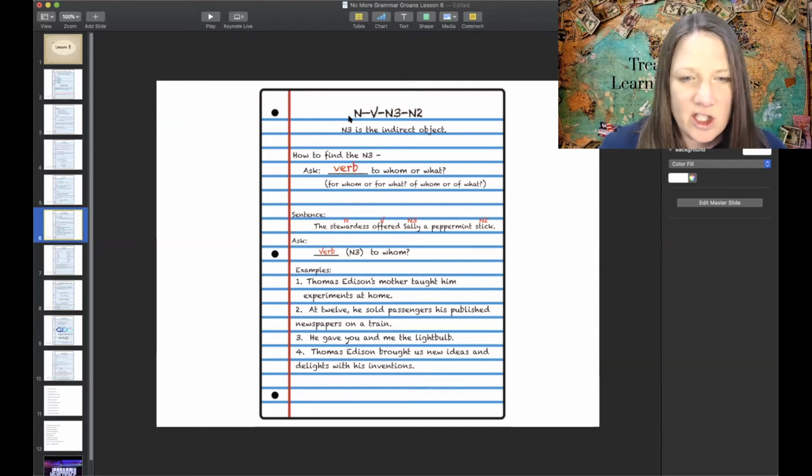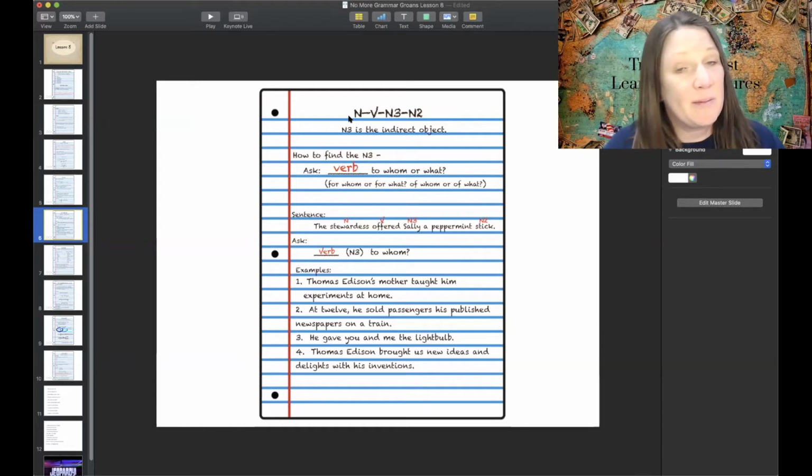So let's look here. The stewardess offered Sally a peppermint stick. Remember, when you see multiple nouns, you can start to get a little suspicious that this is probably, if there's not compound nouns, going to be a noun, verb, noun 3. Noun 2 could be a compound sentence where it has two different sentence patterns, but in this situation, for example, the stewardess offered Sally a peppermint stick. No compound sentence there. We have stewardess offered. What did she offer?